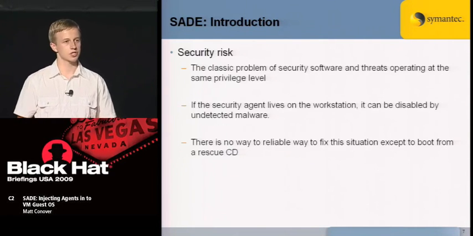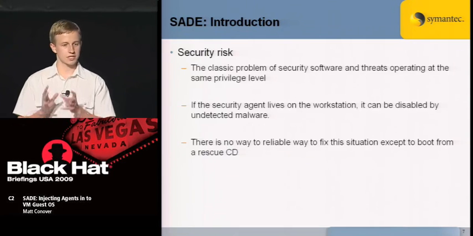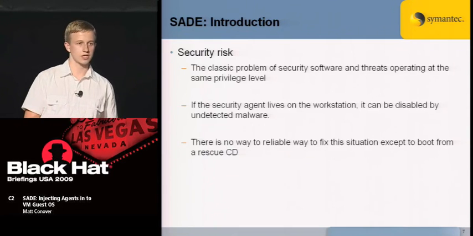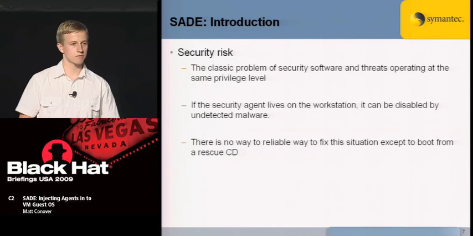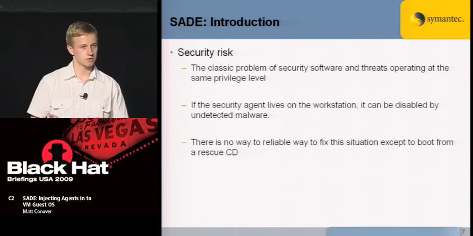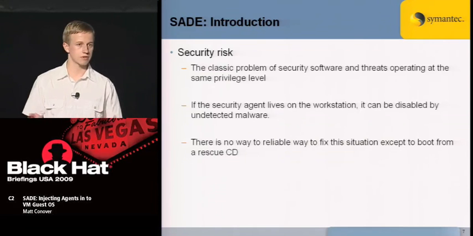So it's really just a question of, if the detection software detects the threat before it has a chance to do something, then the security software wins. And if the rootkit or the virus is undetected, then it wins and it has a chance to disable the antivirus software or the security software. So in general, there's an obvious problem with having security software and the threat potentially having the same privilege level.